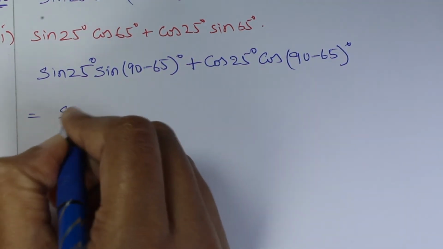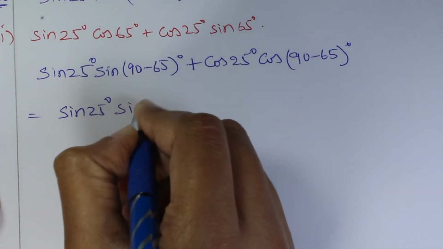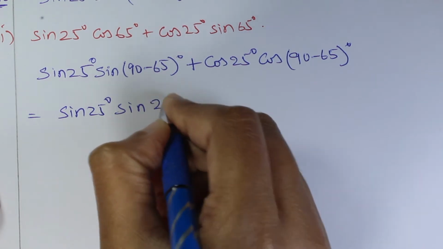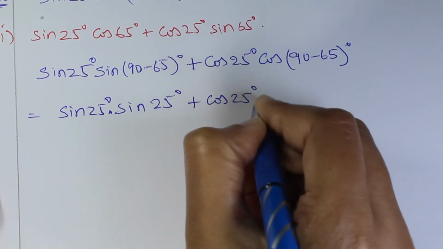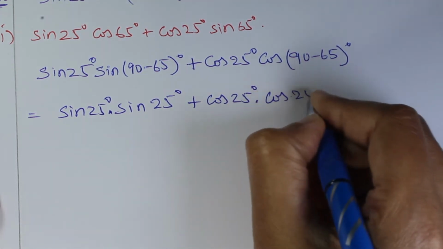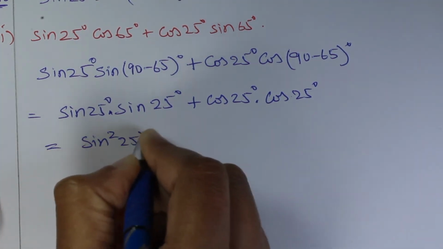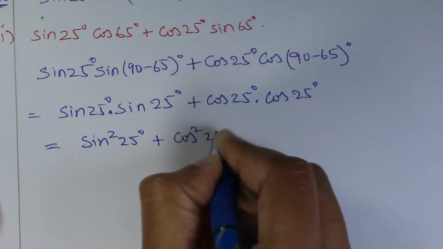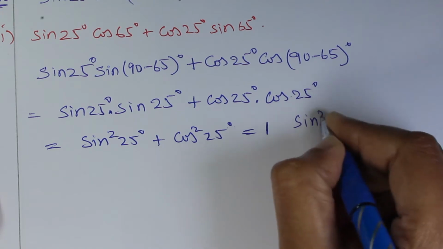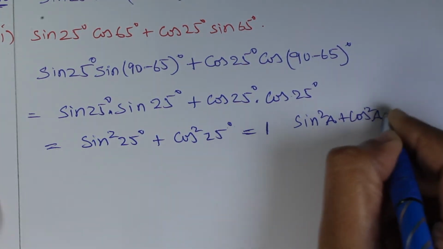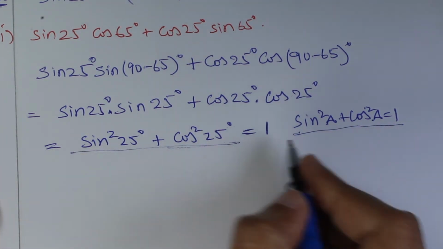This is equal to sin 25 degrees into sin of 90 minus 65, which is sin 25 degrees, plus cos 25 degrees into cos 25 degrees. Okay, this is equal to sin square 25 degrees plus cos square 25 degrees. This is equal to 1. We have used the identity sin square a plus cos square a is equal to 1. I have used this identity for solving this problem.